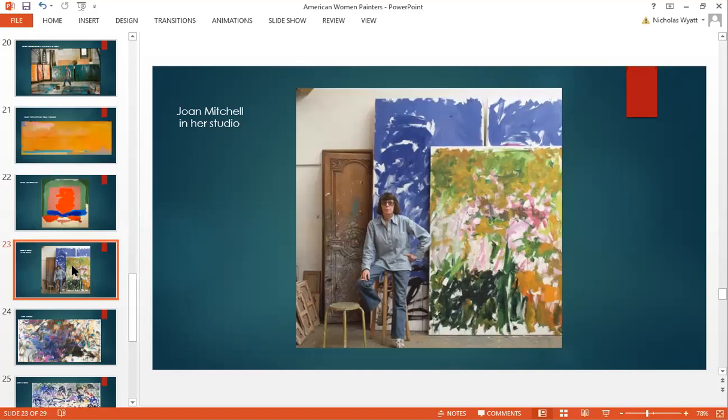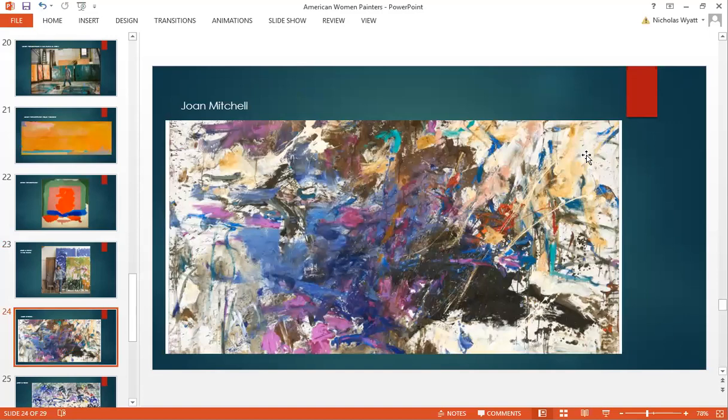Now here's an American women painter who really comes out of late Monet, Joan Mitchell, again working in New York in the 60s, 70s, 1980s, 1990s. These wonderful sort of evocations of landscape, of flowers, but painted gesturally. So this is quite a large painting, probably about 10 or 12 feet across by 8 feet high, very gestural.